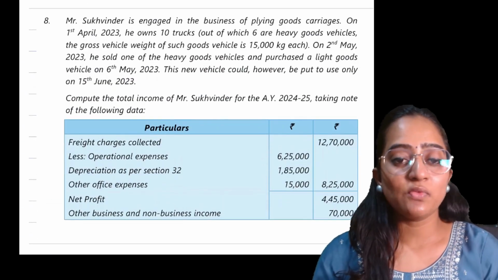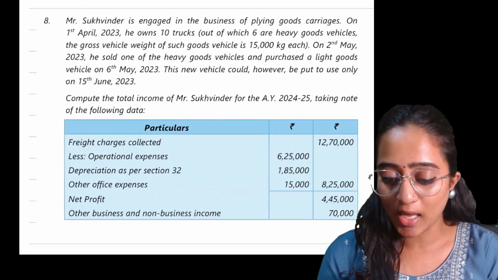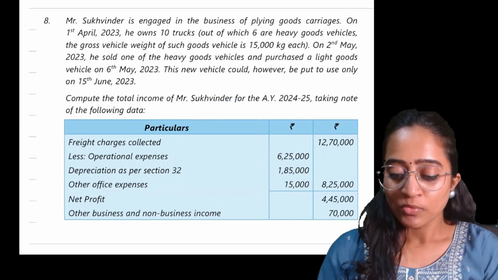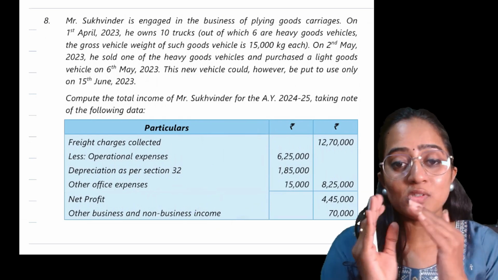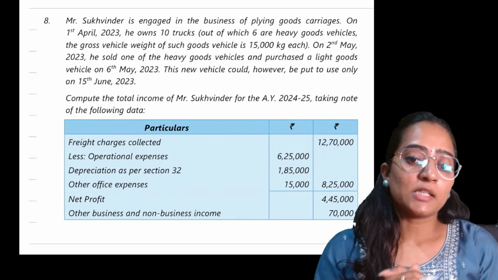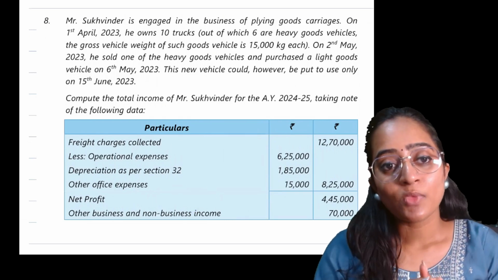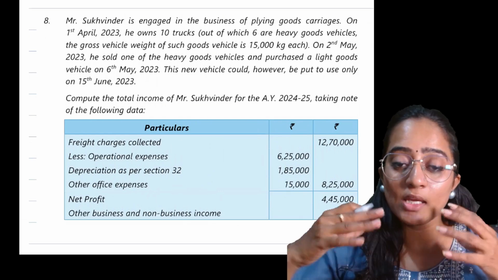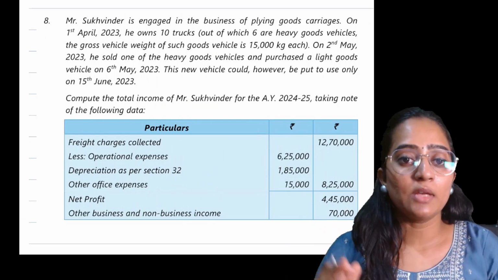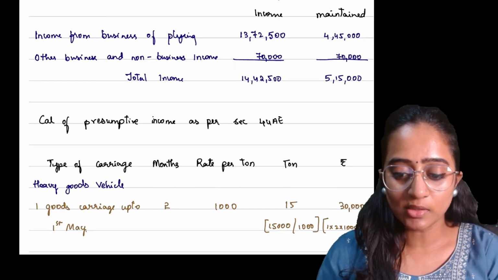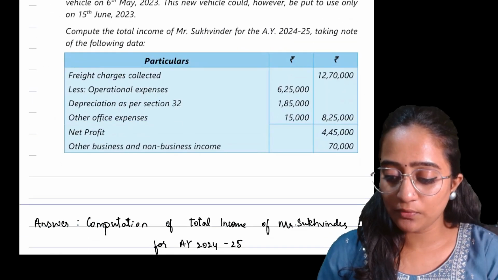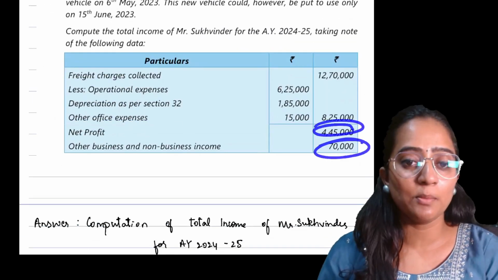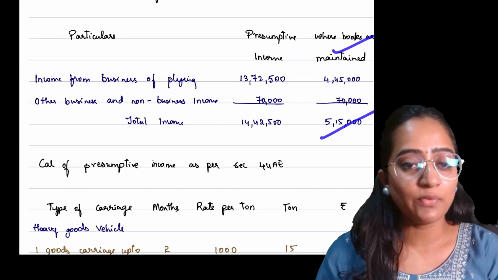See, people, this question is very simple. They are asking you to calculate the income of Mr. Sukhvinder. They have given it as per the books of accounts. We will consider as per the books of accounts, and side by side we will compare with section 44AE, see which income is higher, and then make the computation. As per the books maintained, it's given in the question 4,45,000 plus other income of 70,000. Total is 5,50,000.